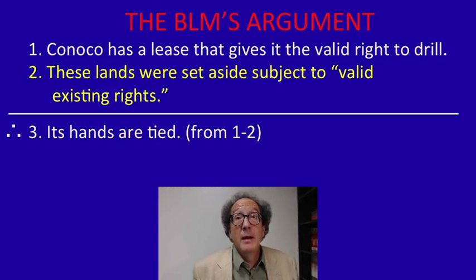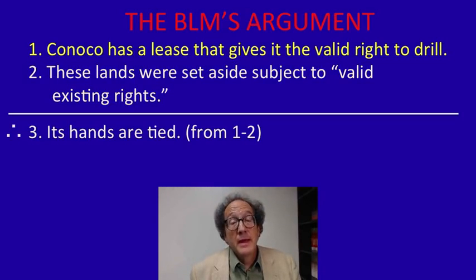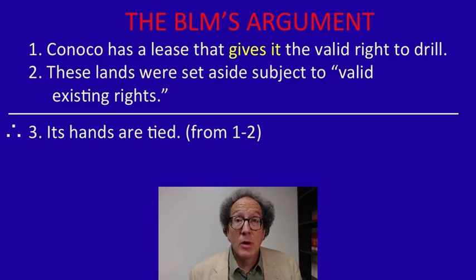Okay, what about breaking up premises? What about premise one? Well, that's one that I think we're going to have to break up, because it says that Conoco has a lease that gives it the right to drill. And "gives it," we already marked as an argument marker, which suggests that the fact that Conoco has a lease is supposed to be a reason why it has a right to drill. So there's an argument implicit in that one sentence.